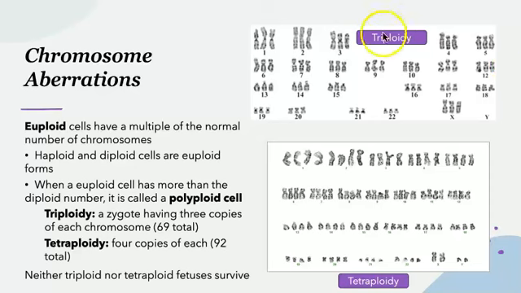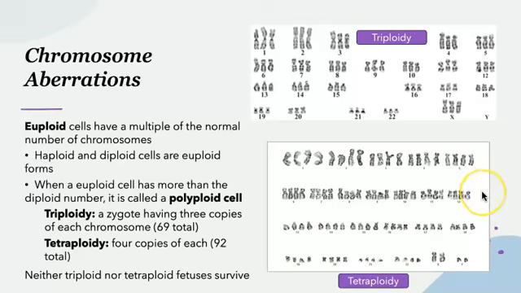Here we have an example of a triploidy, meaning a zygote. Remember, a zygote is a fertilized egg, so we should have 46 chromosomes there, but they have 3 copies of each chromosome, and so we have a total of 69 chromosomes.